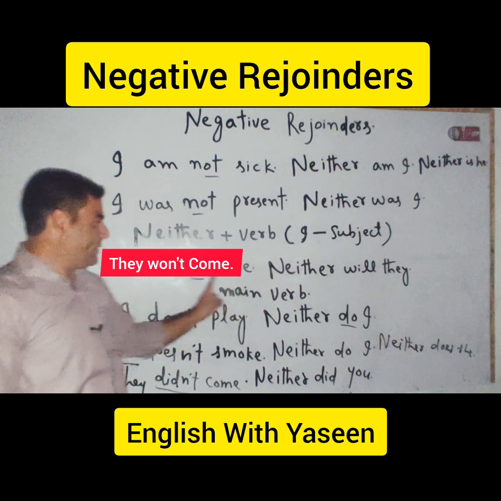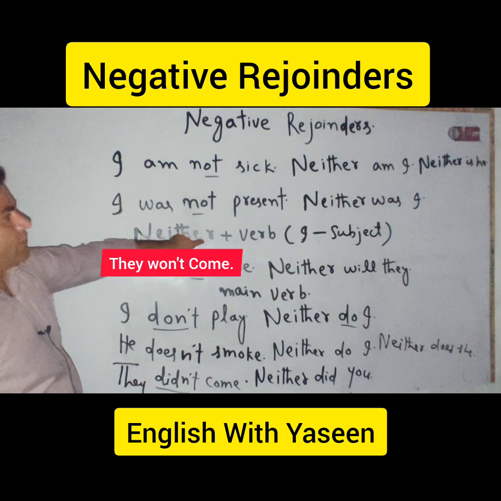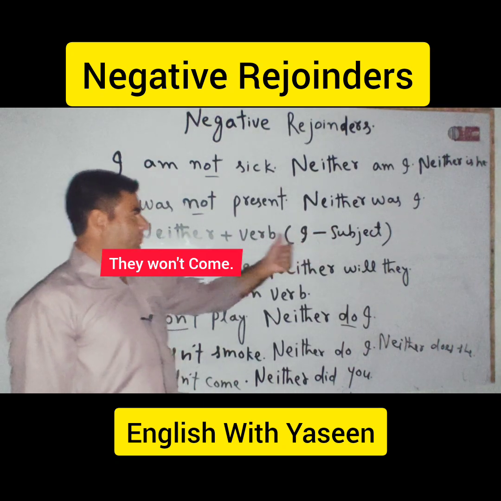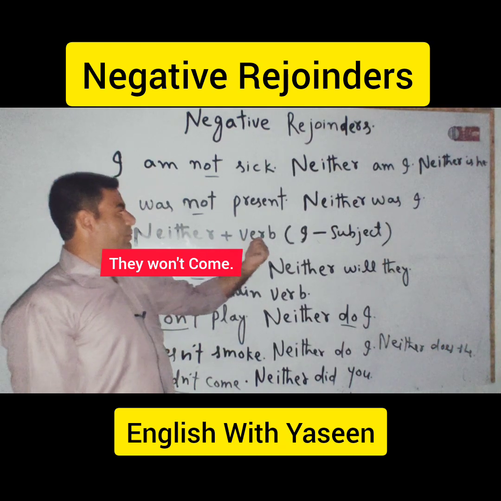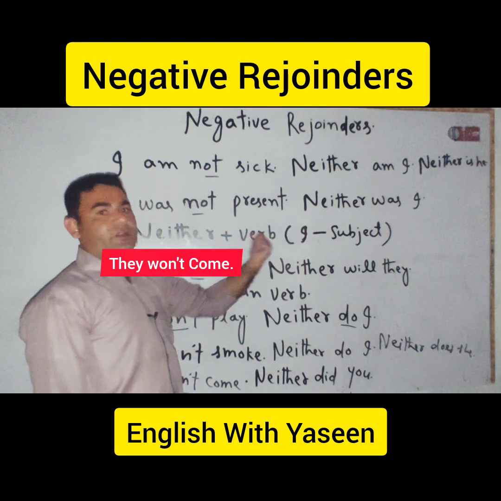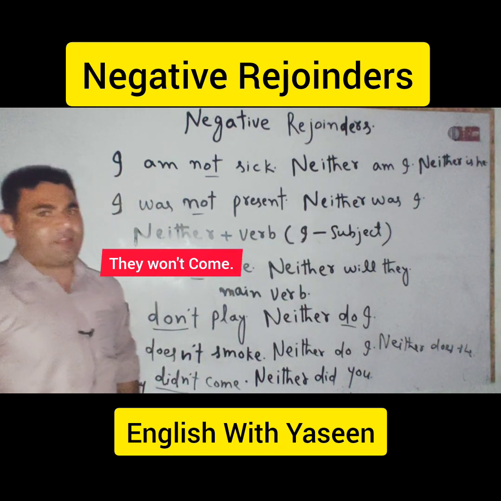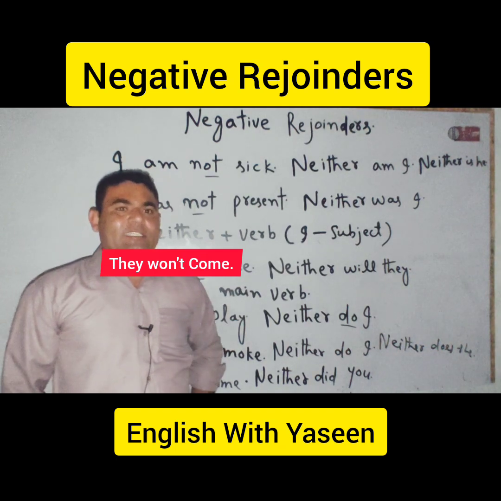So the structure is neither plus verb plus subject. For example, neither do I or neither is he, neither was she. So in negative rejoinders, we'll have to use neither.